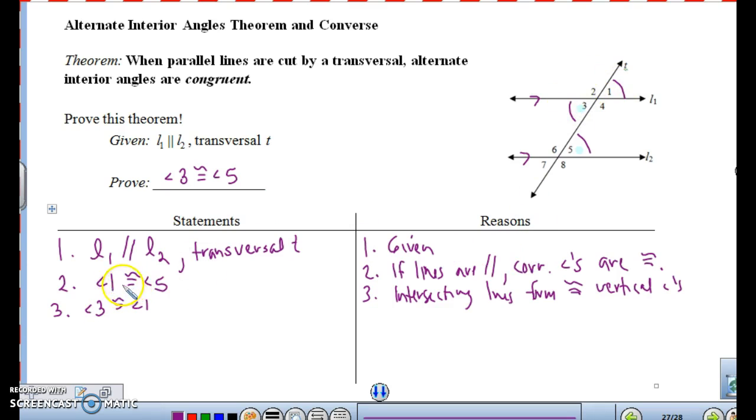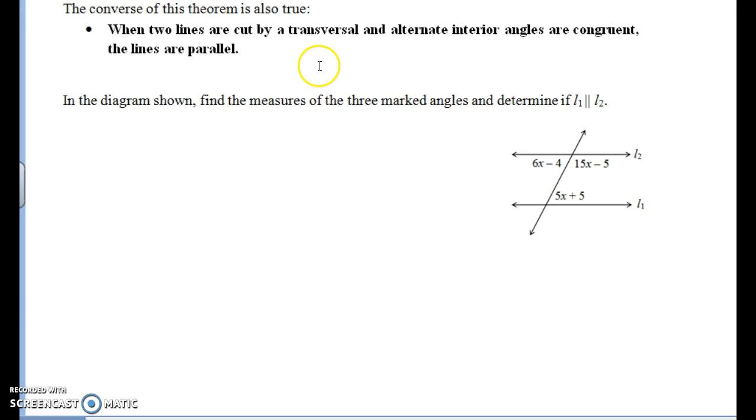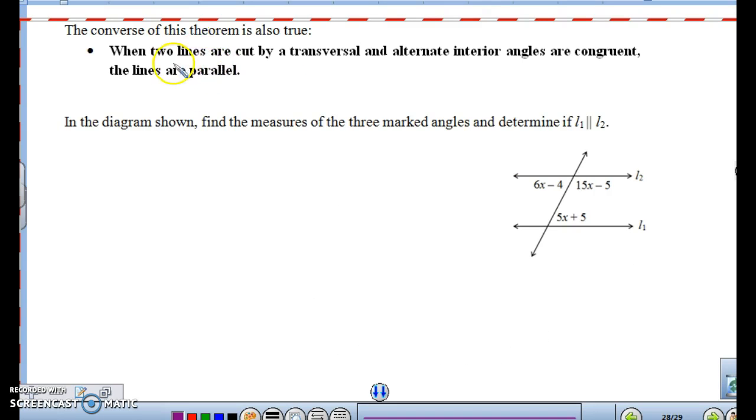Well, look what we have here. 1 is congruent to 5 and 3 is congruent to 1. So by substitution, angle 3 is congruent to angle 5. It could also be transitive. So we have just proved that that is true. So we now know that if you have parallel lines, alternate interior angles are congruent. Now the converse of this theorem is also true. If you have lines cut by a transversal and the alternate interior angles are congruent, the lines are parallel. Save this for the next lesson.